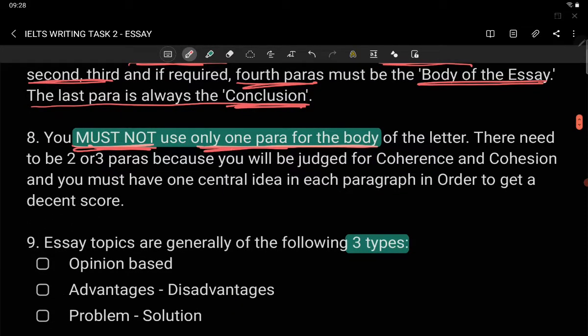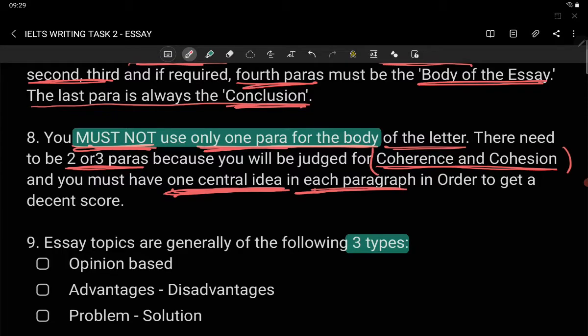So you must not use only 1 para for the body of the essay. There need to be 2 or 3 paras because you will be judged on coherence and cohesion. And every paragraph must have one central idea. All right. So if you have, let's say, only one paragraph body, then you will have conflicting ideas in that one paragraph, which will not be right for coherence and cohesion. You will get your marks cut. So you need to have one central idea in each paragraph in order to get a decent score. Therefore, you must use 2 or 3 paragraphs.